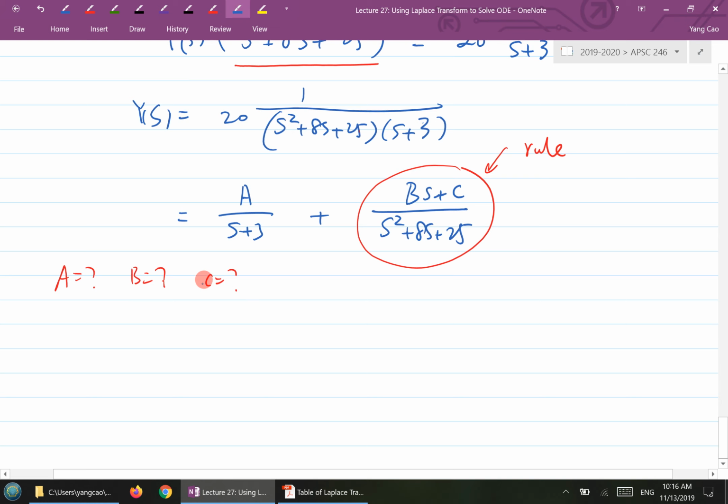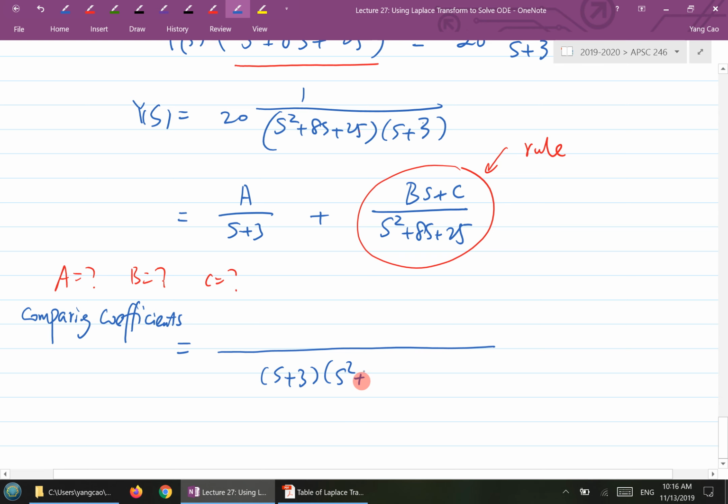So to find a, b, c, we use the comparing coefficients approach. This time you don't really have much freedom. Your freedom is comparing coefficients. So what does that mean? Basically it means you will write these 2 fractions back together. So you get a times s squared plus 8s plus 25 here, then plus s plus 3 times bs plus c. So put it back into one piece.